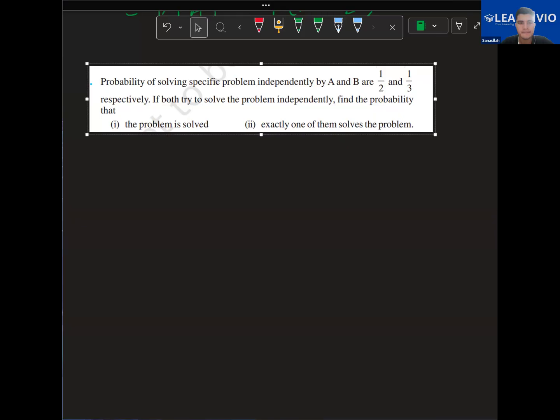Sir, is the probability that they both solve 2 by 3? And for the next one, that is right. 2 by 3 is right.